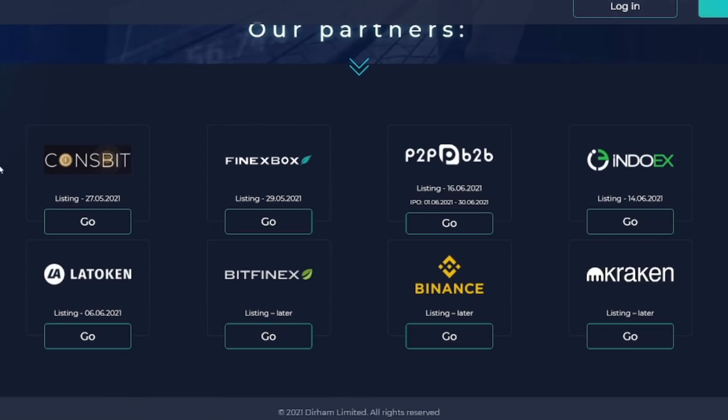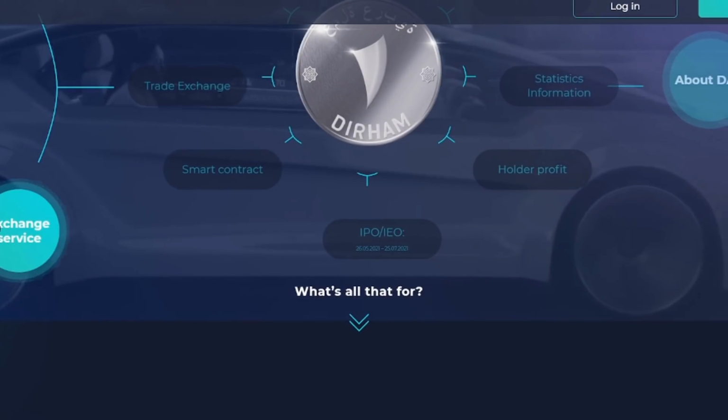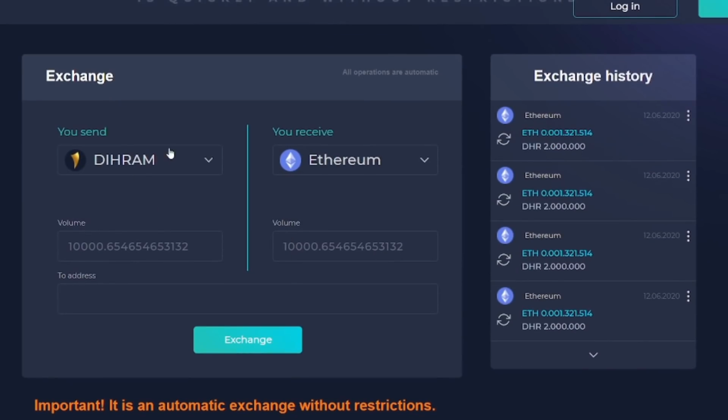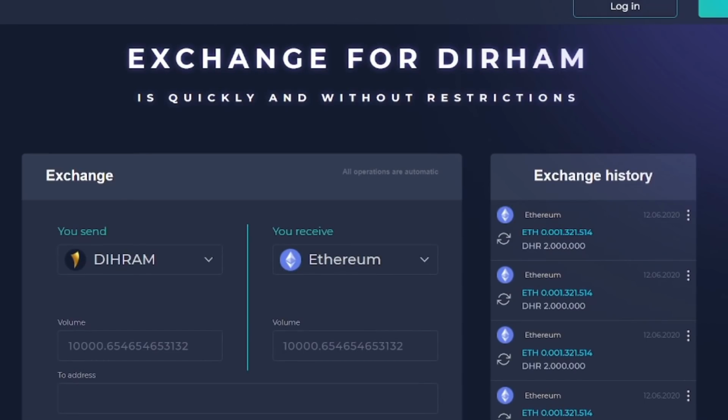They have a lot of partners like Conspeed, FineXbox, P2P, IndoX, Binance, Kraken, and Bitfinex, which are massive exchanges already out there. Another really interesting thing is the swap app that they have directly on their website, where you can swap your Dirham for Ethereum directly on the exchange very easily by simply connecting your wallet. So this is always nice to see.